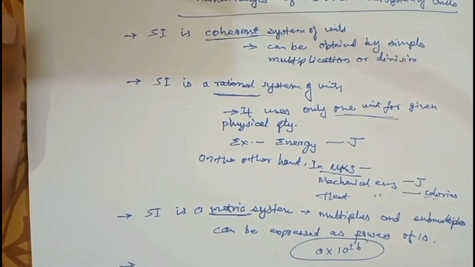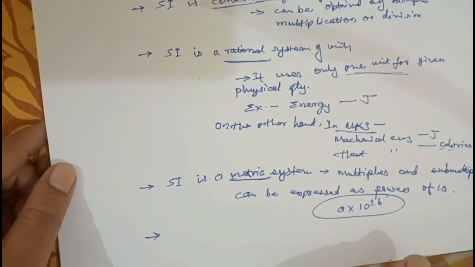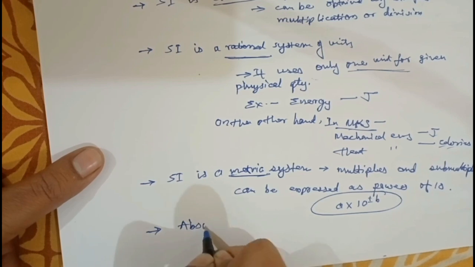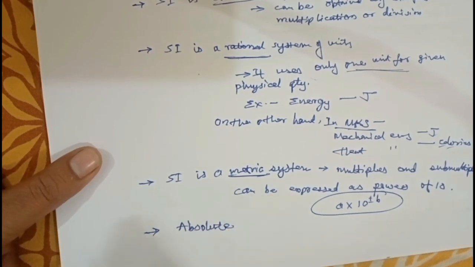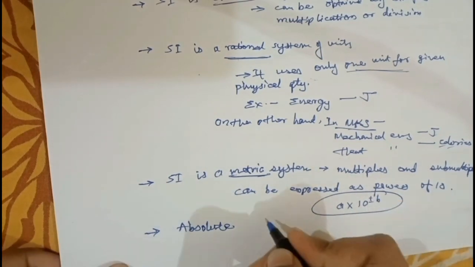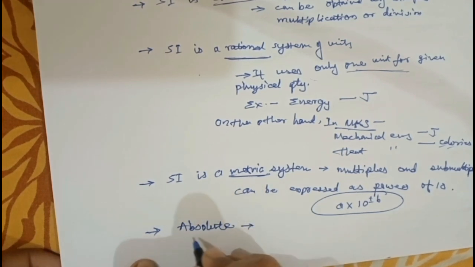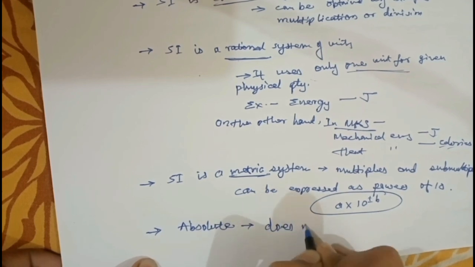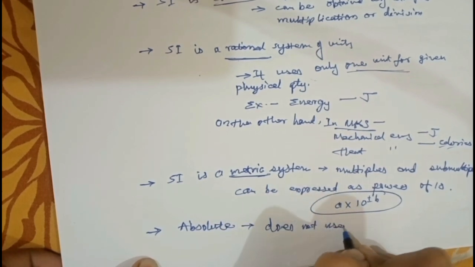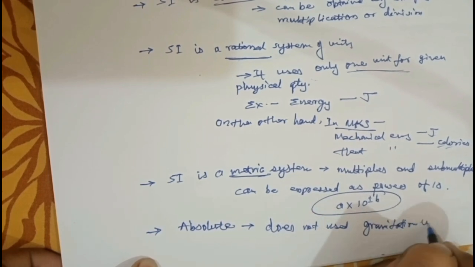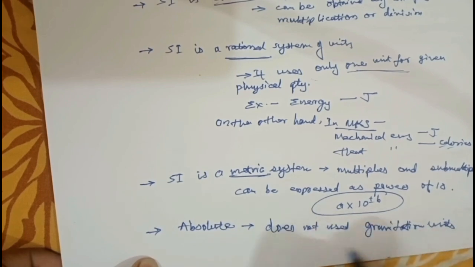And the last advantage is SI is absolute. What does it mean? It does not use gravitational units. The use of small g is not there. SI is an absolute system of units and does not use gravitational units. Gravitational units involve this g.